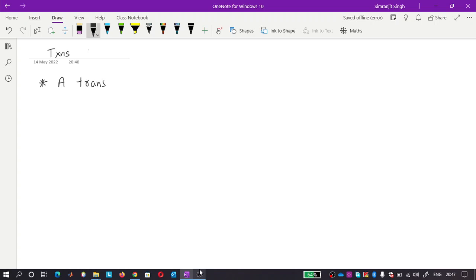A transaction is a collection of operations that forms a single unit of work. I'm writing it so that it may be more clear. Okay, so what is the meaning of it? I'm going to explain it.